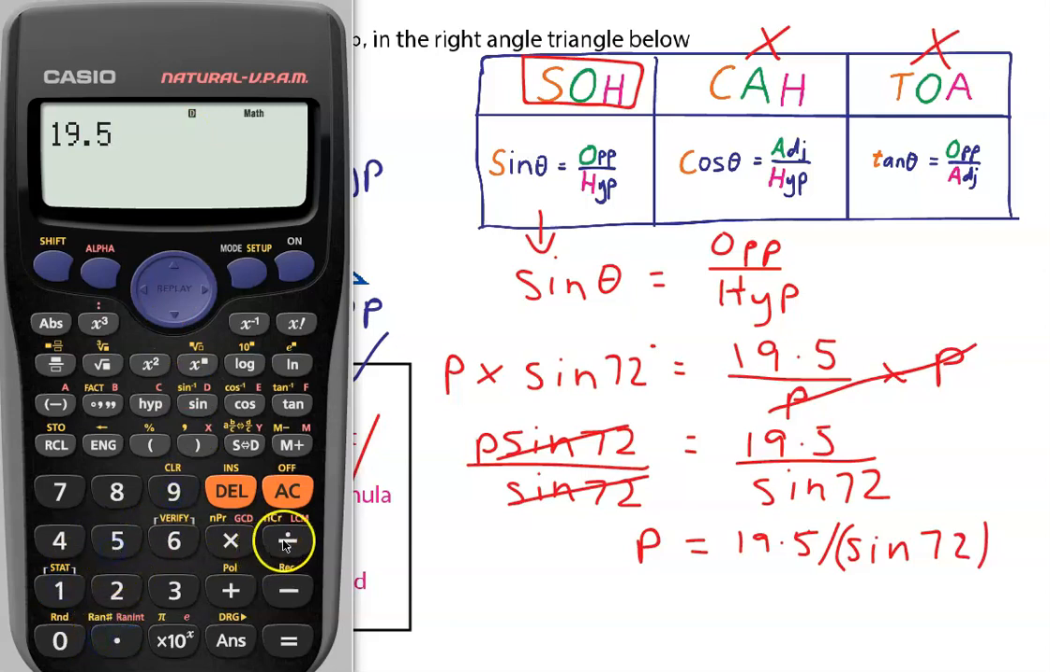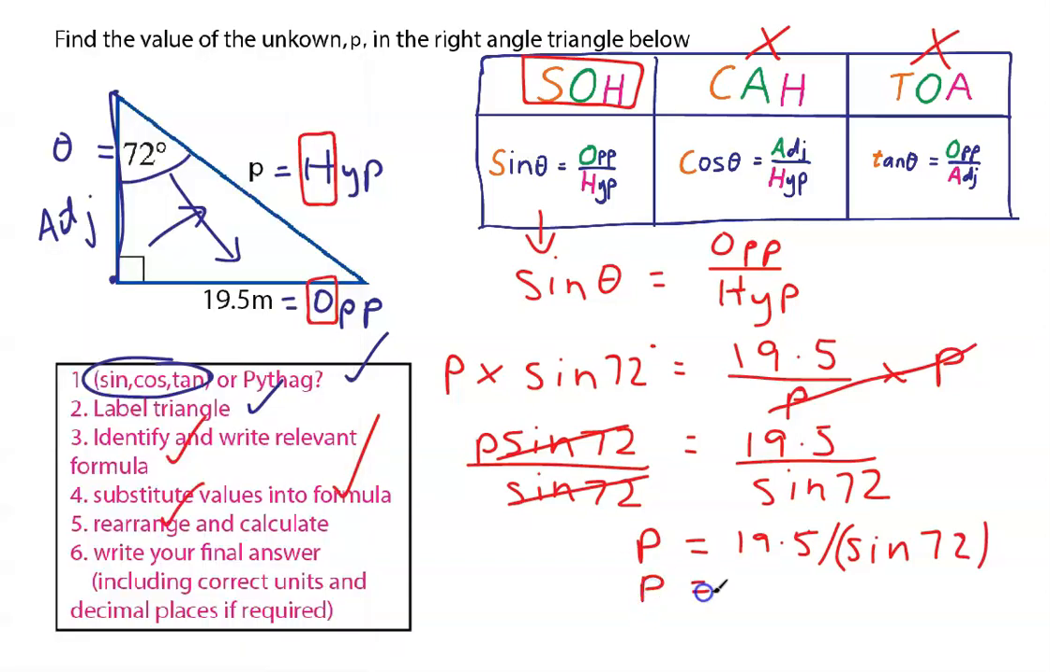19.5 divided by, open brackets, sine 72, close brackets, and let's press equals. And our answer is 20.5035. Alright, so p equals 20.5035 meters.